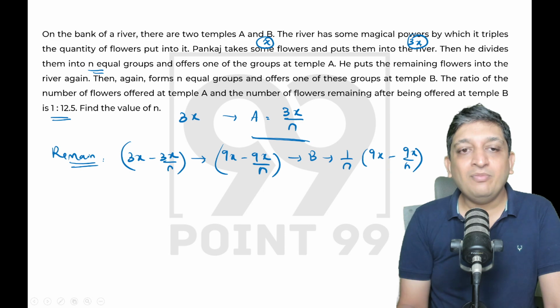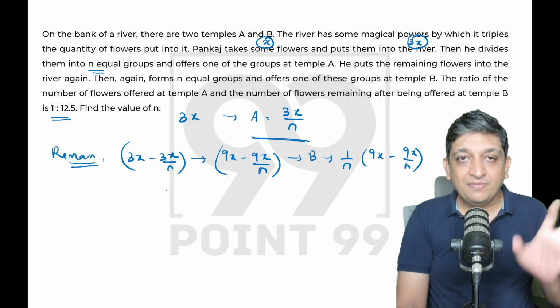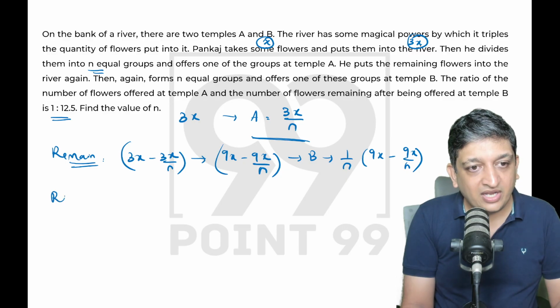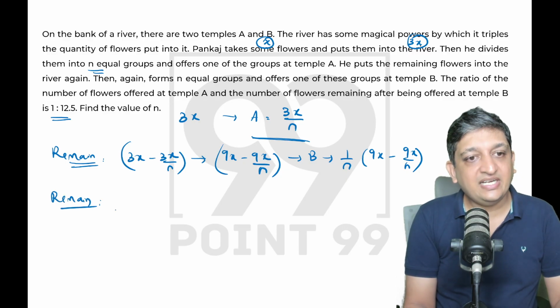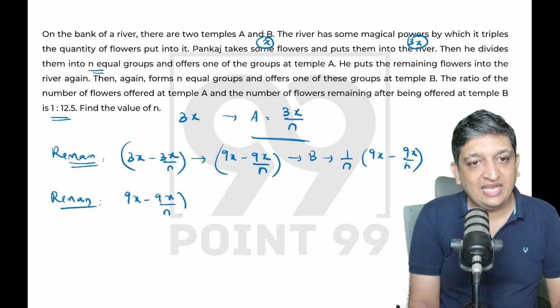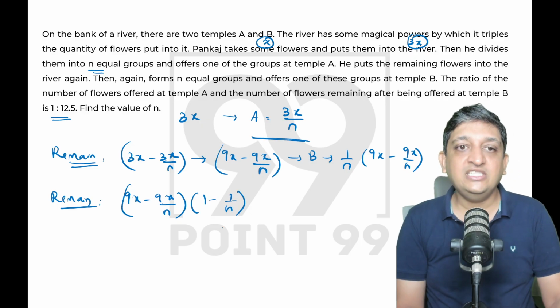So basically how much remains? If 1/n has gone to temple B, 1 minus 1/n should remain. So how many flowers remain after this iteration has been done? We started with 9x minus 9x by n, and I'll be left with 1 minus 1 by nth fraction of these flowers.